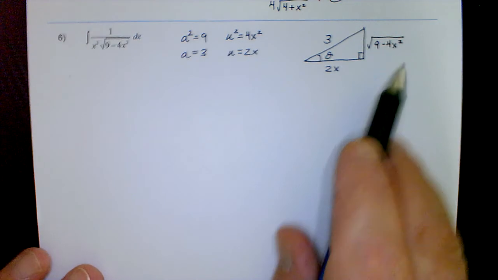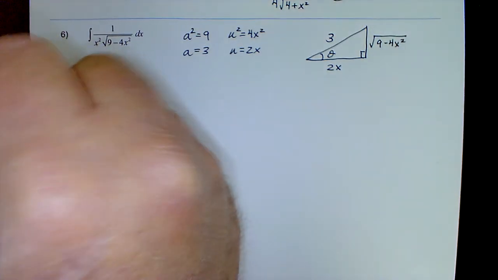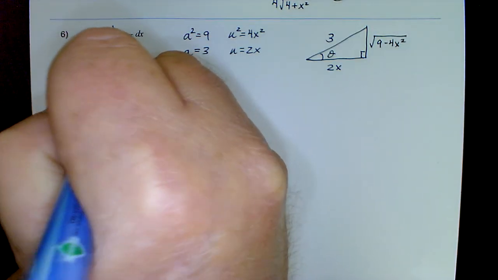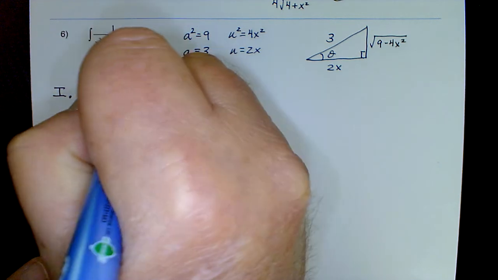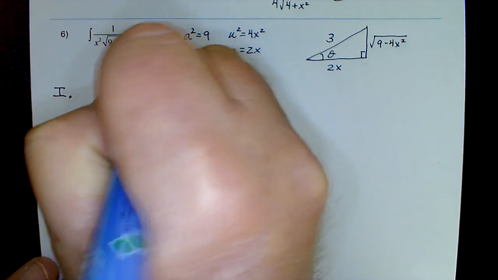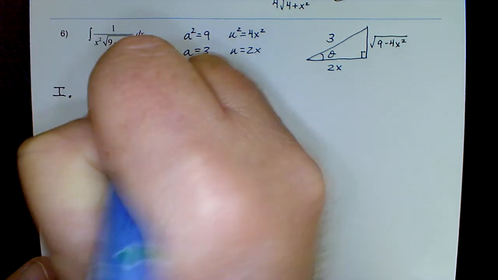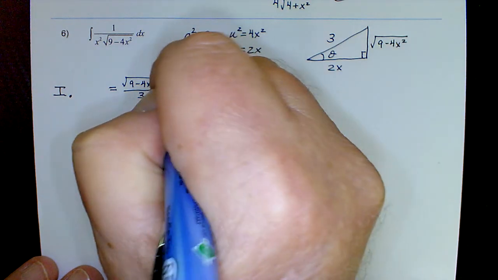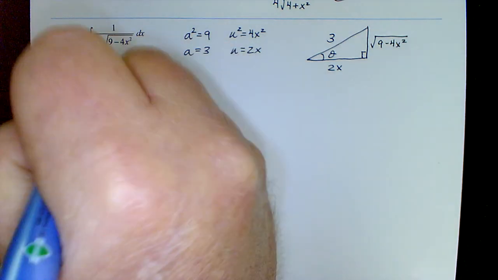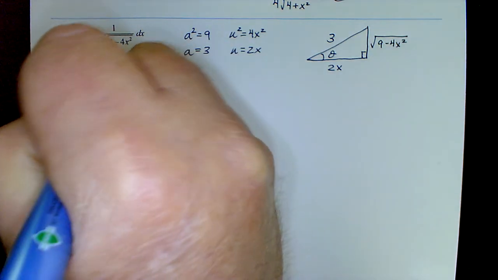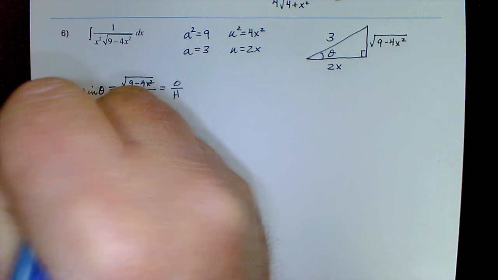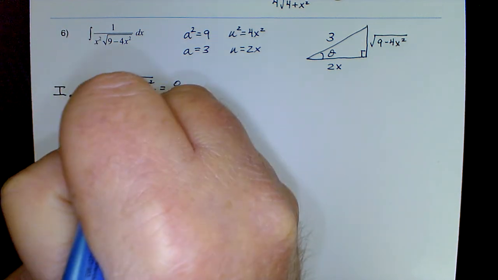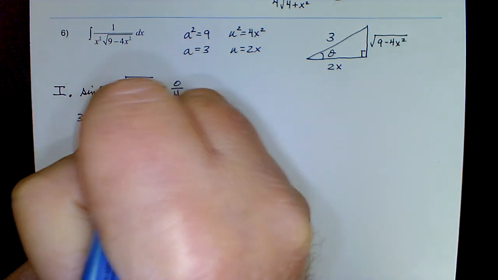Okay, now the two major steps. Roman numeral step 1. Again, don't even think about it. Just force the ratio of the radical over the constant. And with respect to theta, the radical is the opposite. Constant's the hypotenuse. That's the sine of theta. And solve for the radical part. So 3 sine theta is the radical part.